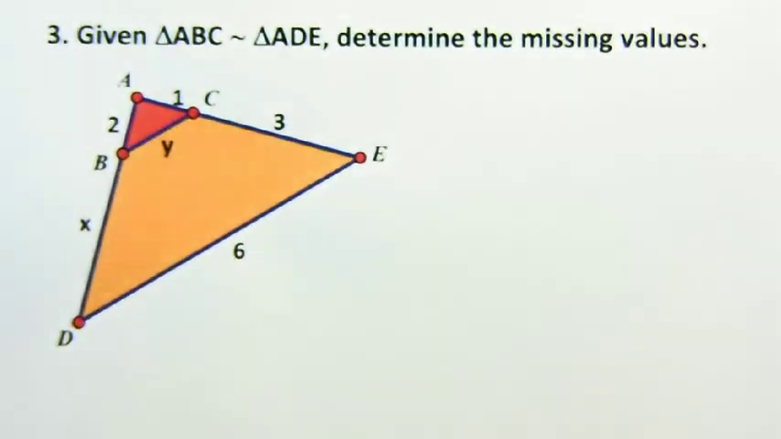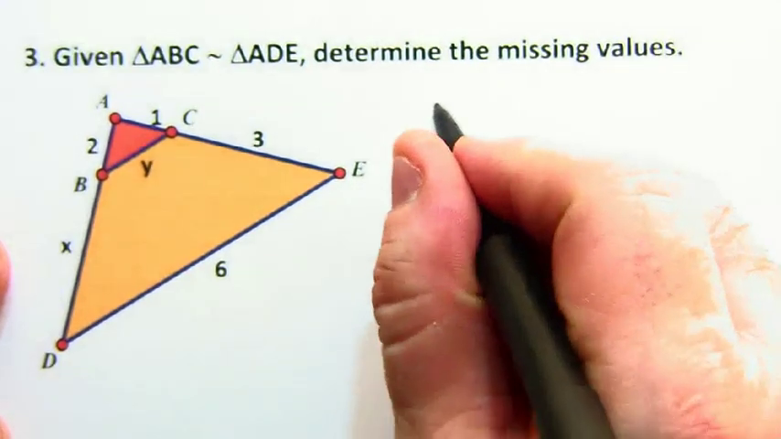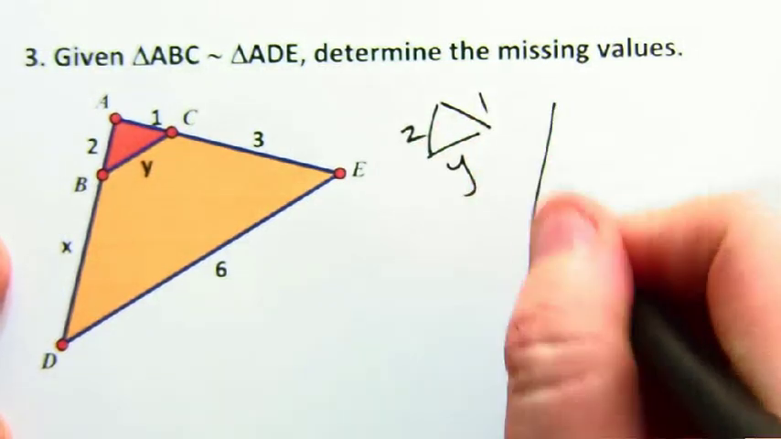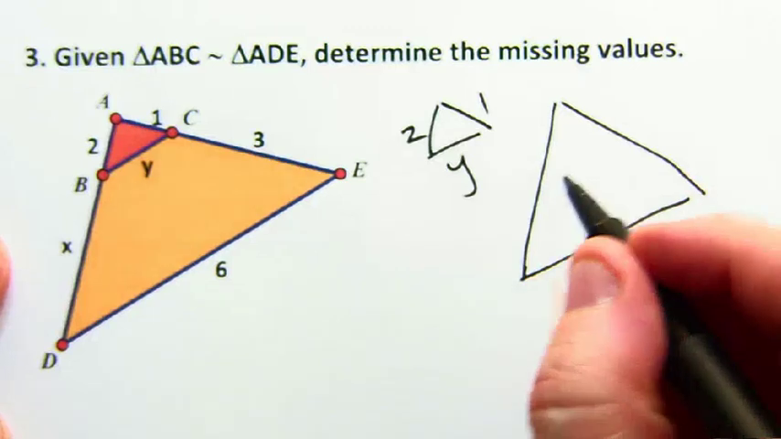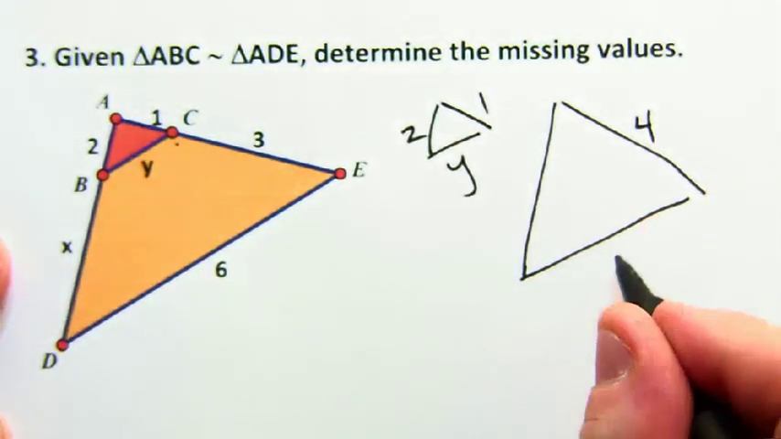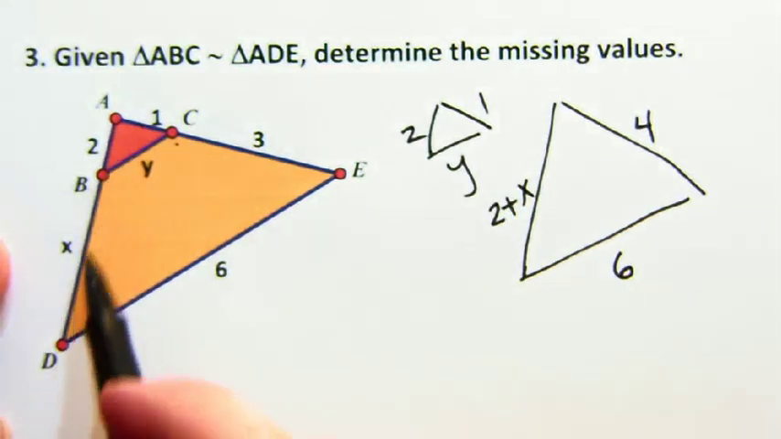All right, let's keep moving along. Here we are again. Now, this is interesting. What I want to do here is take these two apart. I'm going to draw these two again: 2 and 1 and a y, and then the really big one. Now watch how I write this, because 1 and 3 make 4. This is 6. And this side is 2 plus x. Do you see how it's 2 plus x?